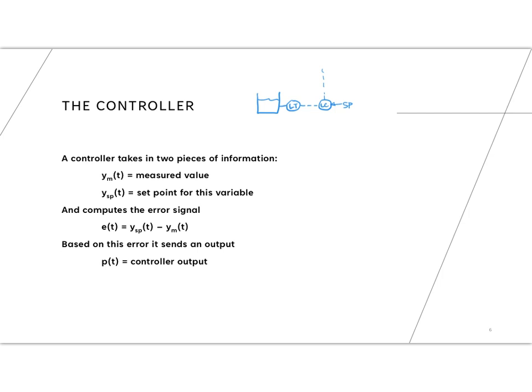We also, however, are adding a set point. SP is our set point. And what the controller does is it compares the two, and it does that by computing the error, the set point minus the measured value. And then it looks at that and makes a decision. So it bases its output, which is going to be designated p(t) in our book, on the error, which is the set point minus the measured value.